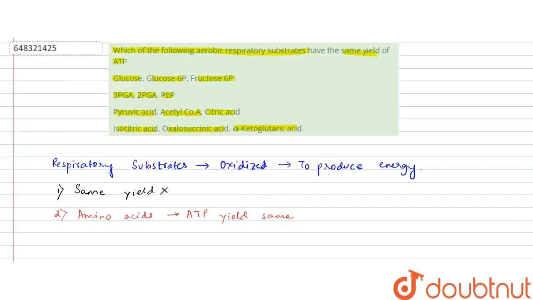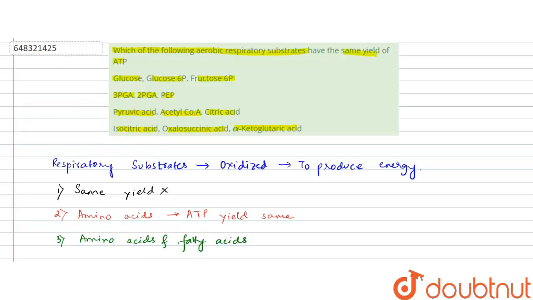Now let us move on to the third option that we have, that is pyruvic acid, acetyl-CoA and citric acid. This not only involves amino acids but it also involves fatty acids. So that is why the ATP yield is not the same.